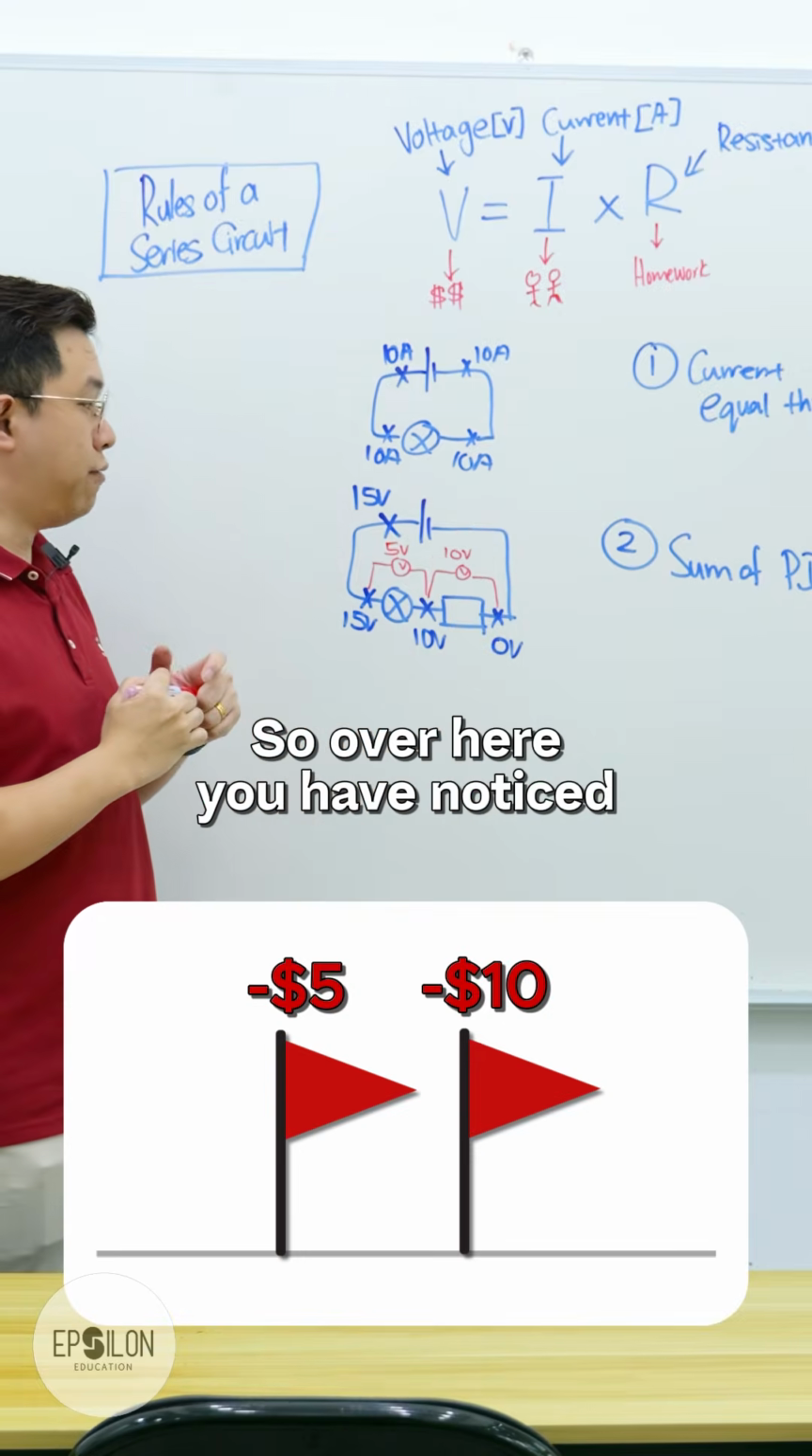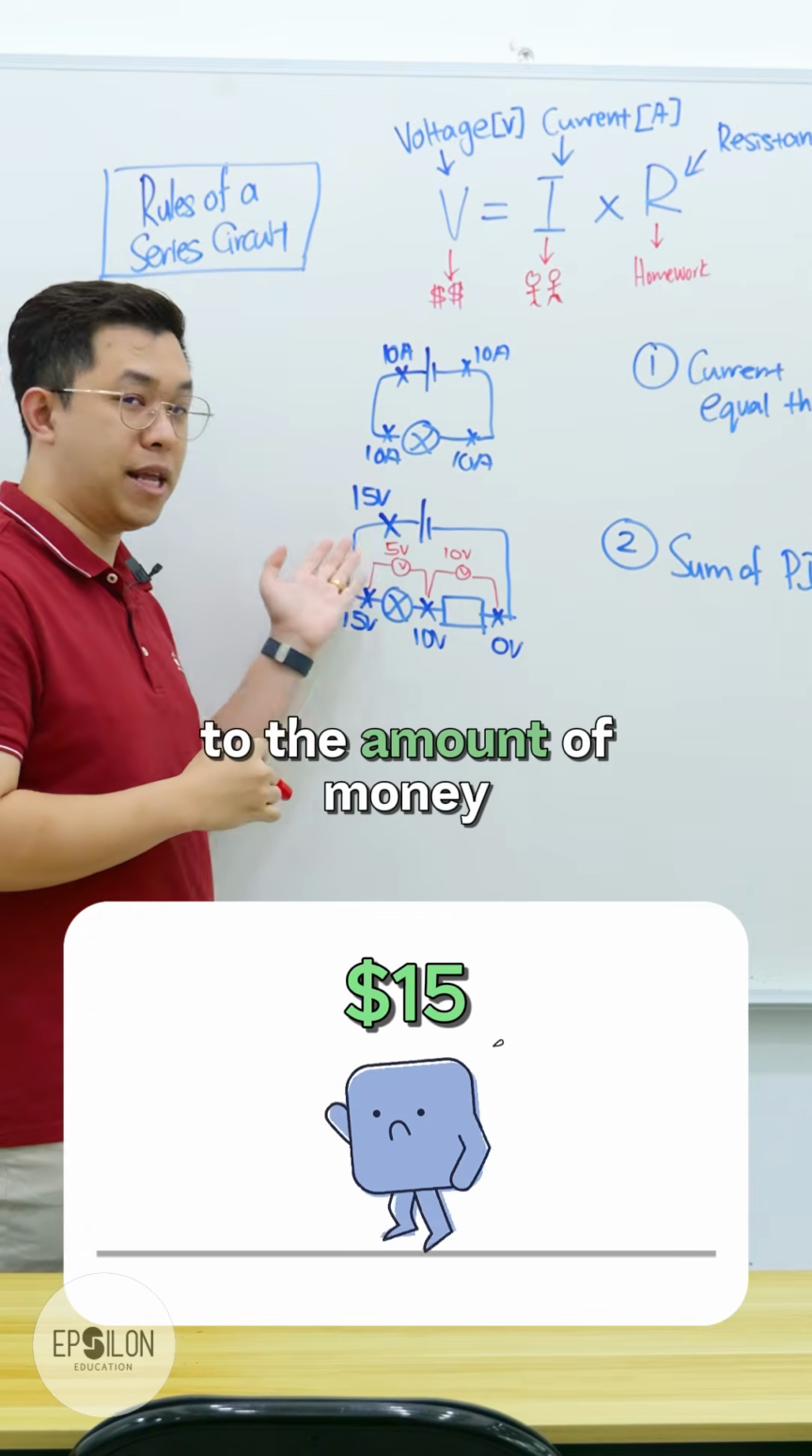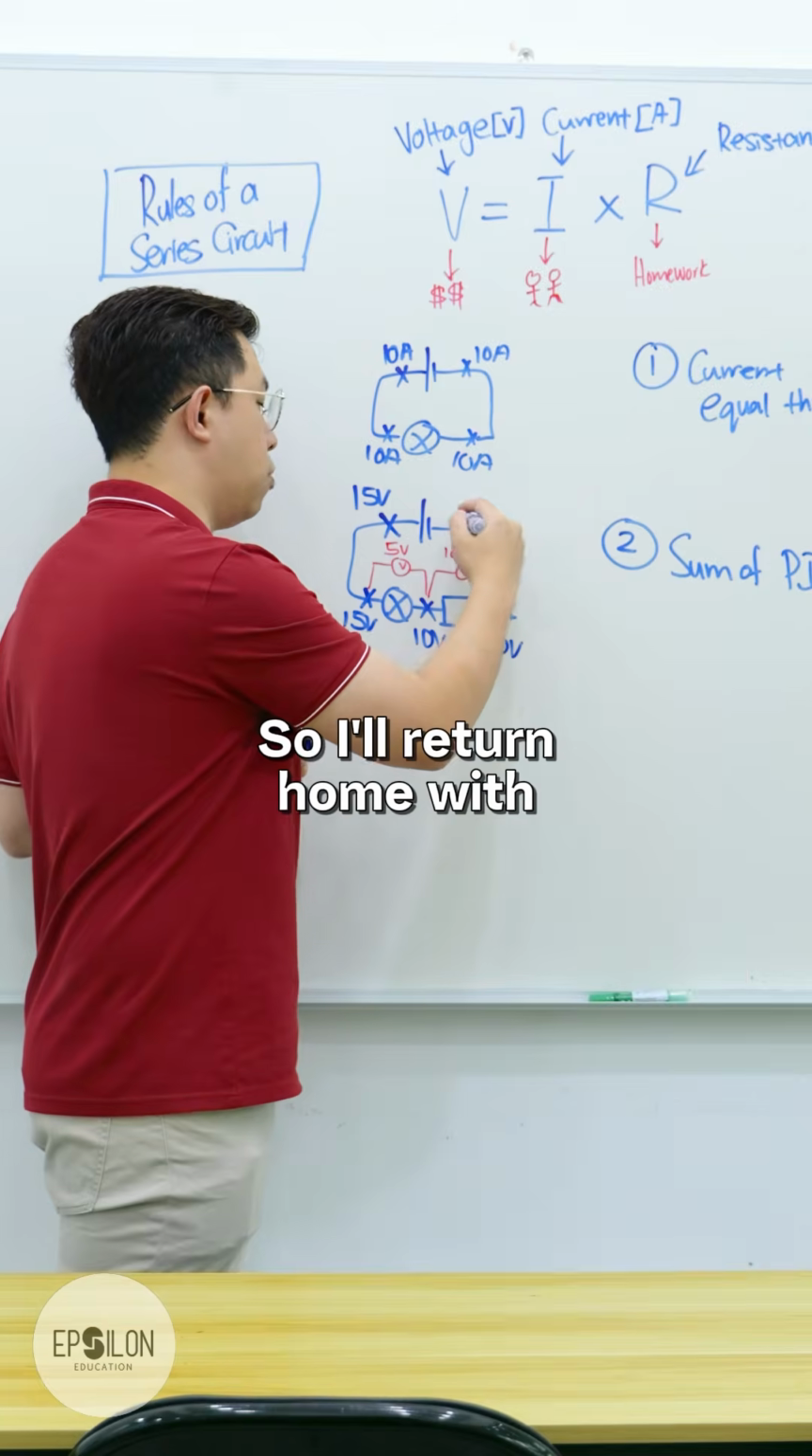So over here, you have noticed that the money that I spent in both the obstacles will be equal to the amount of money that I had at the start. So I'll return home with no money.